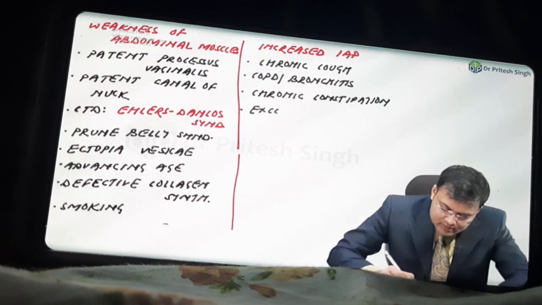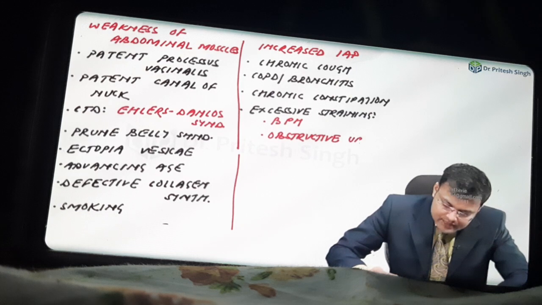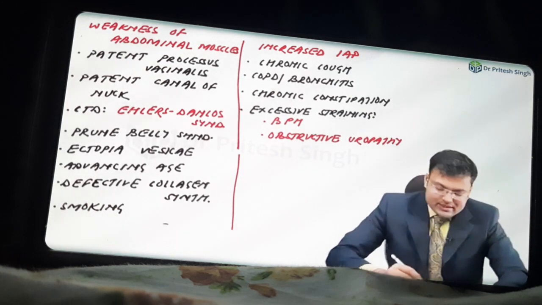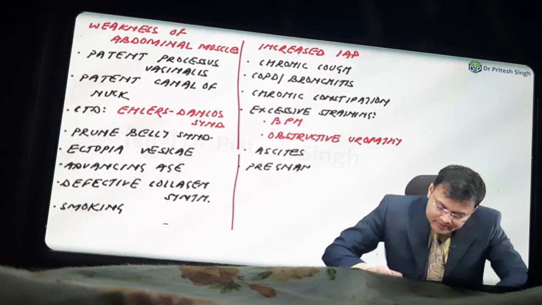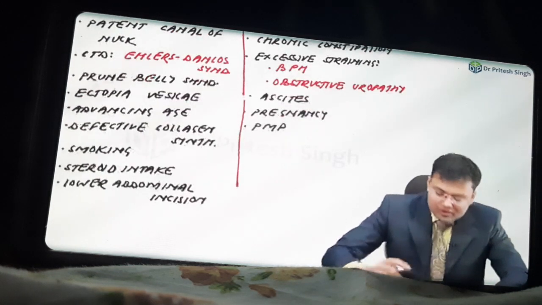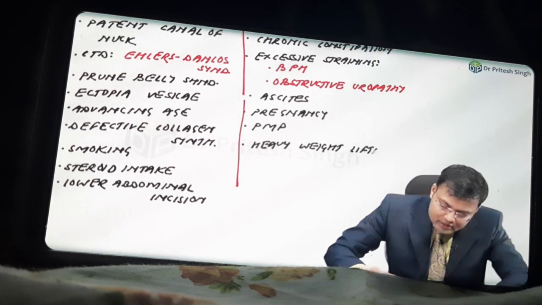Excessive straining, especially in cases where patients have BPH or obstructive uropathy because of stricture. Any cause of obstructive uropathy, like strictures, ascites, pregnancy, pseudomyxoma peritonei, heavy weight lifting. So all these are the risk factors for hernia.